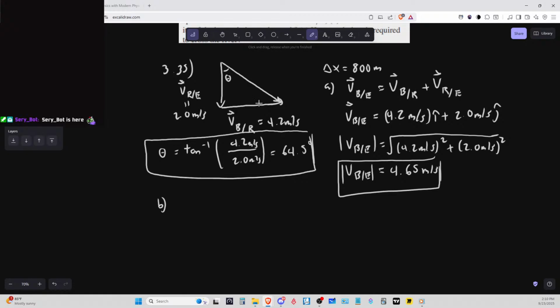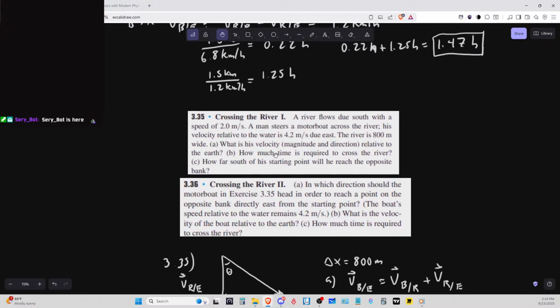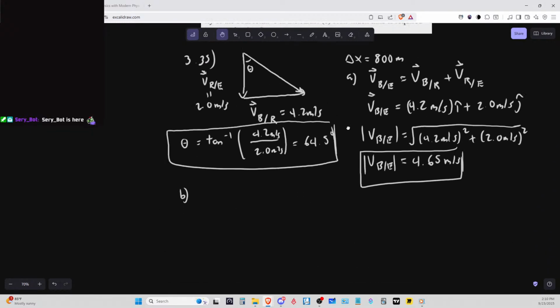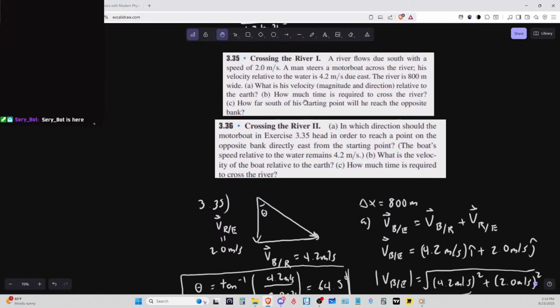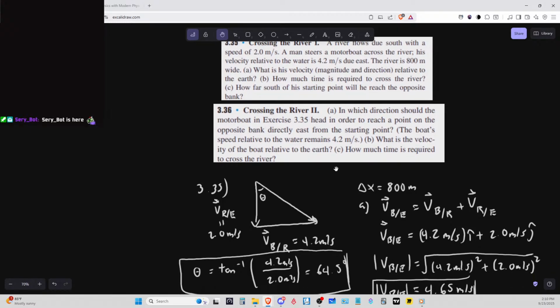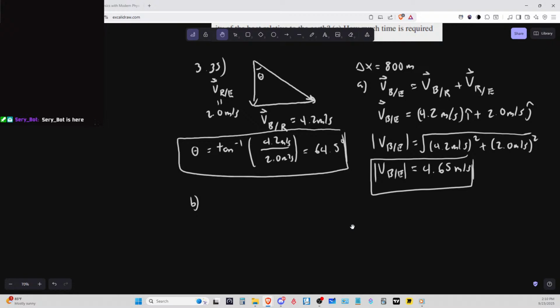now we have to determine what was the question? How much time is required to go across the river? Okay, so that's go across the river. Now, I also got this one wrong because I used this velocity right here, but I really should have used the velocity of just the boat.